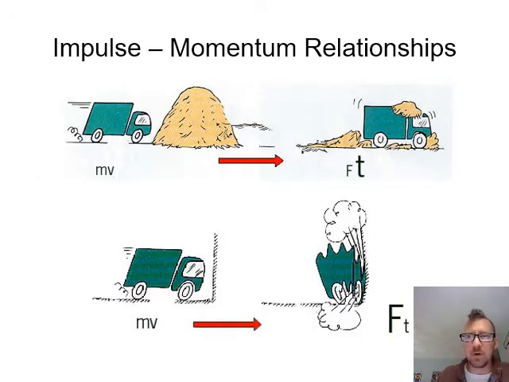Again, similar example to the airbag. Runaway green truck goes from 60 to 0 miles an hour, but here it hits a hay bale and it comes slowly to a rest. If you hit a tree, it's going to be a much huger force.